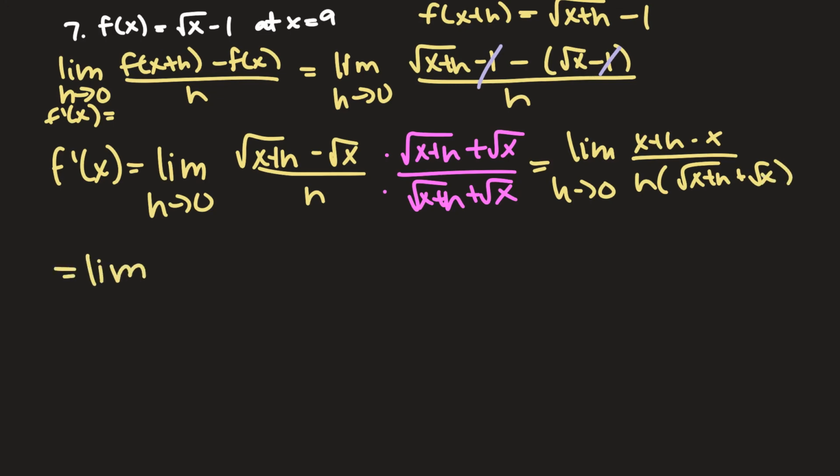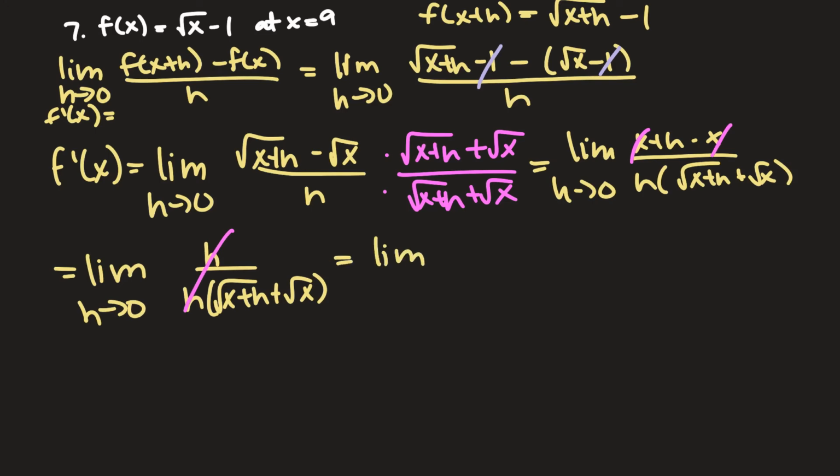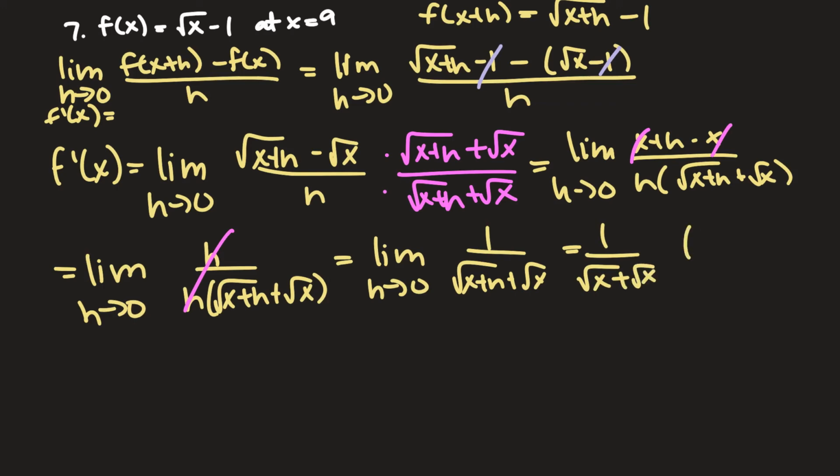So I have equals the limit as h approaches 0. So my x's cancel and leave me with h over h times the square root of x plus h plus the square root of x. So then obviously my h's cancel. And that leaves me with the limit as h approaches 0 of 1 over the square root of x plus h plus the square root of x. So I'm ready to evaluate. So that's giving me 1 over the square root of x plus the square root of x. So f prime is equal to 1 over 2 square roots of x.